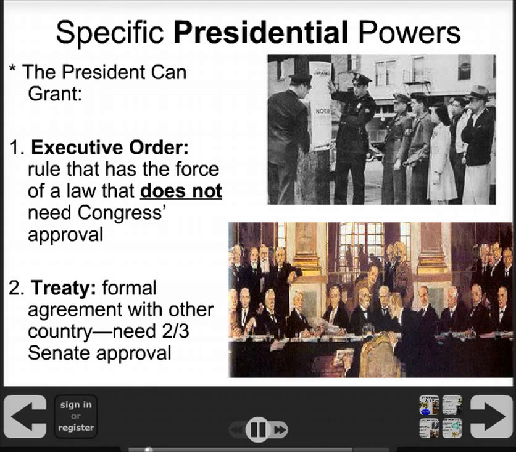The president has a couple important powers. The first is executive orders. As we know, Congress makes laws, but executive orders allow the president to make laws without Congress giving their okay. The second thing the president can do is make treaties. Because the president talks and deals with many foreign leaders almost on a daily basis, he can make formal agreements or deals with other nations.